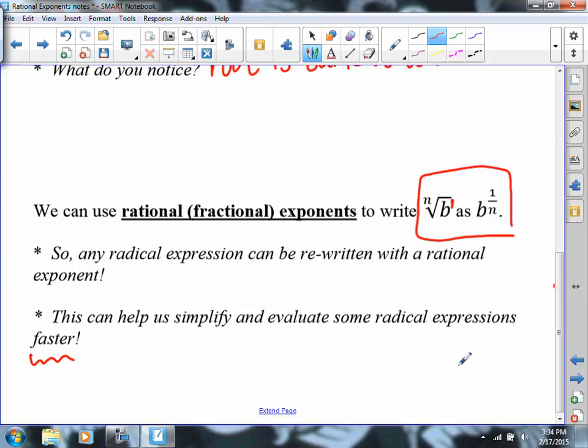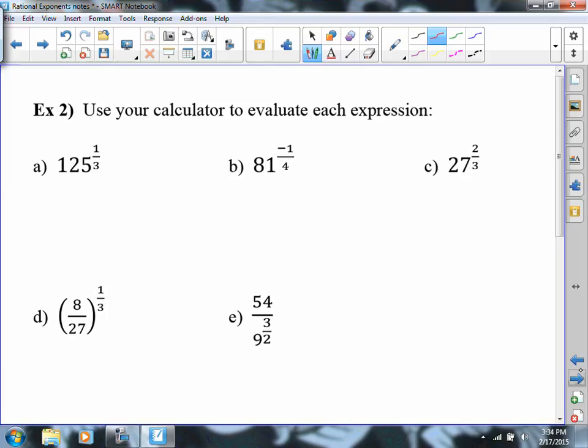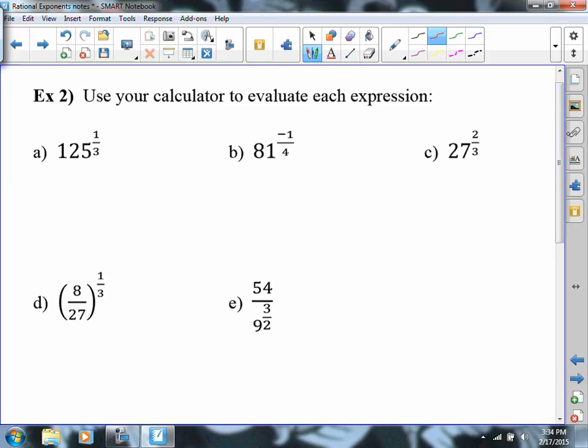But this is a higher level of math now. You have to understand that these are the same. These are equivalent. So let's practice this a little bit on your calculator. If you type 125 to the 1/3 power into your calculator, you should get 5. And it doesn't matter if that fractional exponent is positive or negative. Your calculator can still handle it.